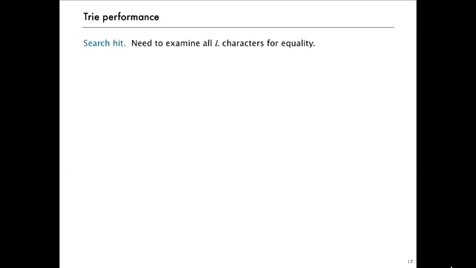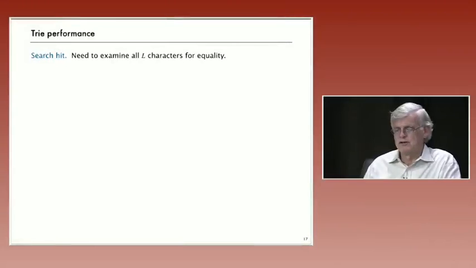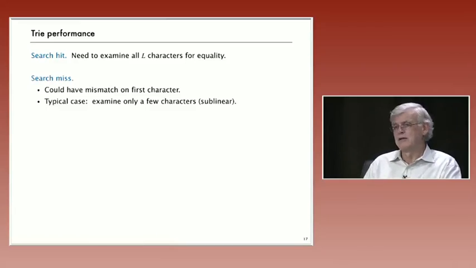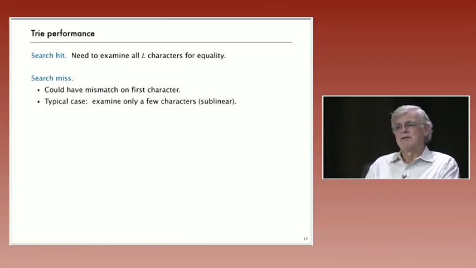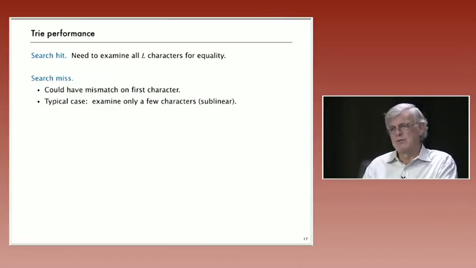So what about the performance? Well, in a search hit, we simply go down the trie, examining all L characters, just using each one to index into a next array at some node, and then go down to the end to see if there's a value there. Search miss, we might have to go all the way down to the last character, but we could also just have a mismatch on the first character and find a null link right away. And actually, typically in a trie, in typical applications, we only examine a few characters.